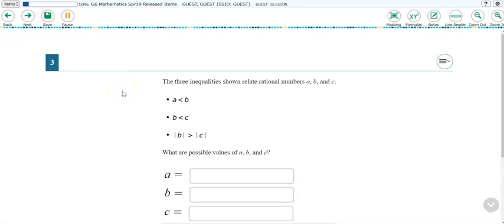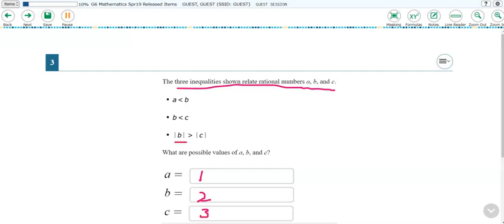Okay, so this one here, this is kind of what we're up against. Sometimes they kind of throw in some very interesting questions. So it says the 3 inequalities shown relate rational numbers A, B, and C. So if A is less than B, then A could be 1, right? And then B could be 2, right? Because A is less than B. And then B is less than C. So C could be 3. So that looks like it's the answer, right?